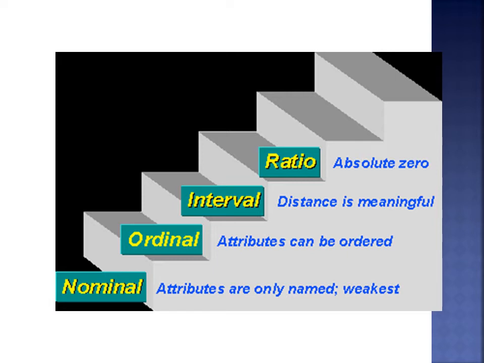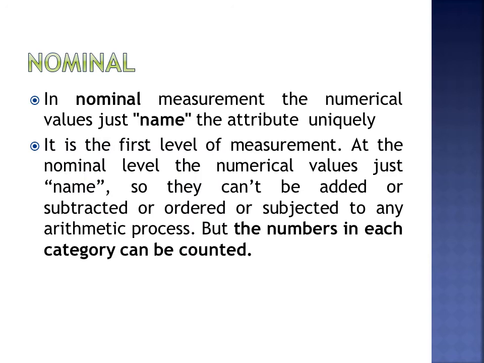Now let's go to it one by one. All right, let's start first with the nominal. In nominal measurement, the numerical values just name the attribute uniquely. To easily remember nominal measurement, just remember that nominal is about names. It is the first level of measurement. At the nominal level, the numerical values just name, so they can't be added or subtracted or ordered or subjected to any arithmetic process. But the numbers in each category can be counted.